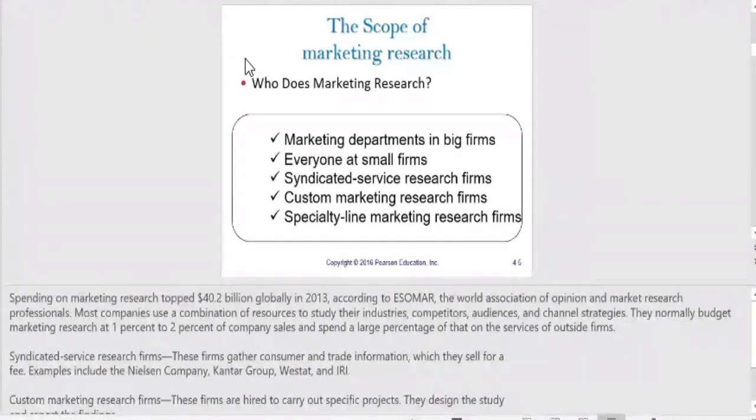Then we have certain types of custom marketing research firms. These carry out specific projects and are designed to study and report the findings. Now, there are certain specialty line marketing research firms also. These firms provide specialized research services. For example, a field service firm sells field interview services to other firms.